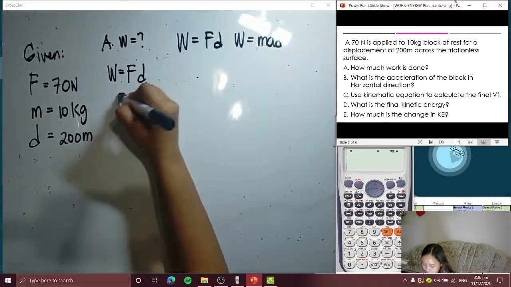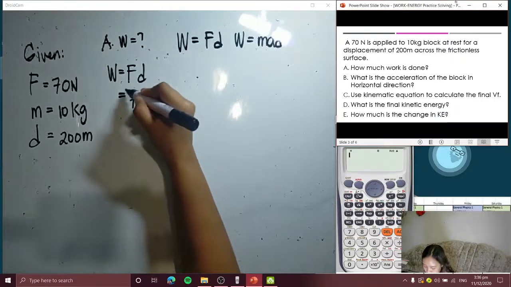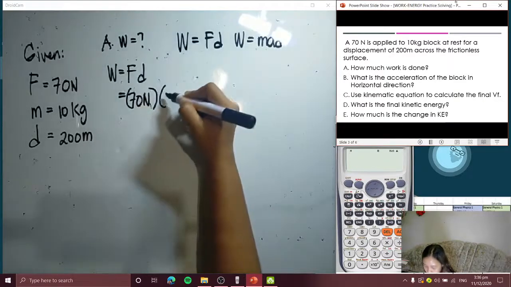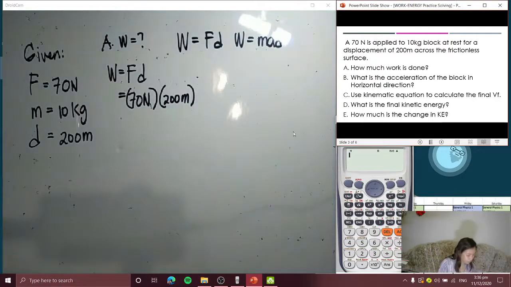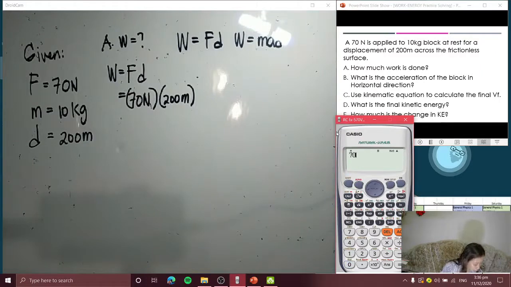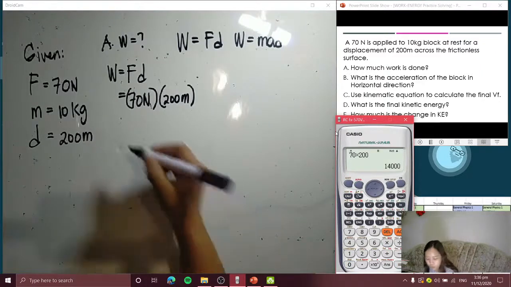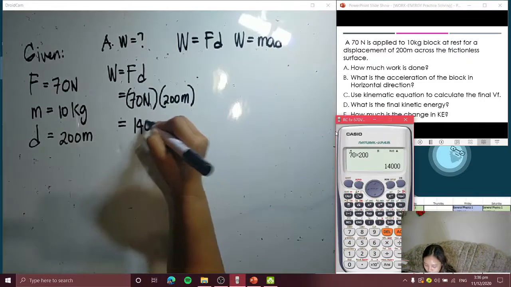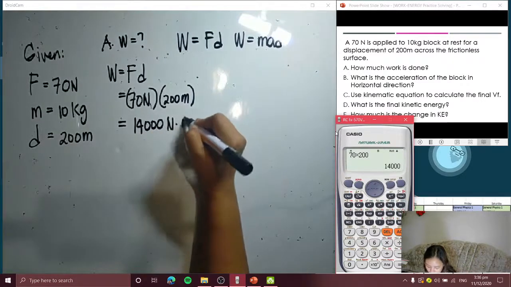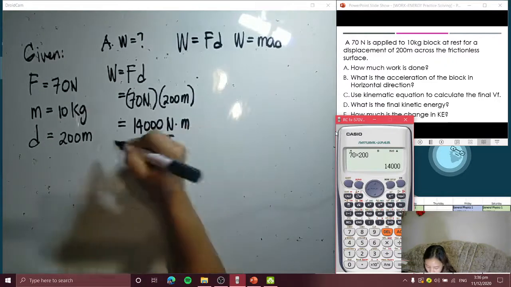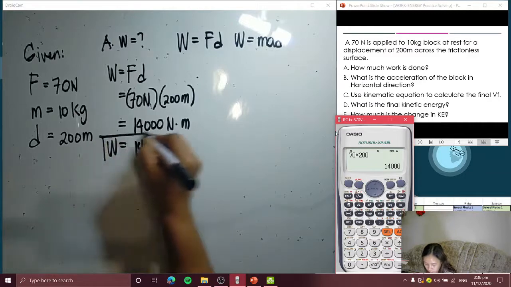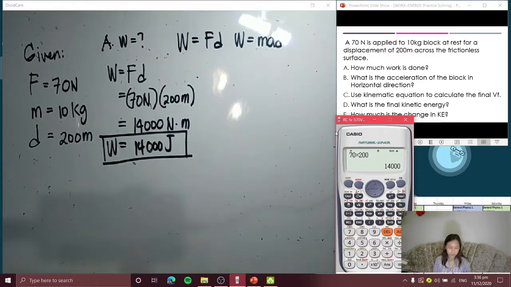Substitute the values in the equation. So we have 70 newtons times 200 meters. 70 times 200 is equal to 14,000 newton meter or 14,000 joules. So this is now for work. That's for letter A. Now that we're done with letter A, we can now solve for letter B.